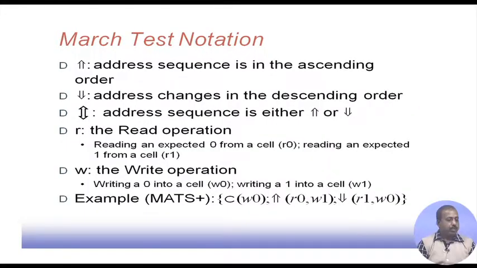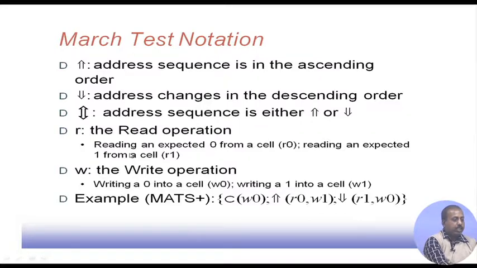While talking about march test, we can apply this symbol. This means the address sequence is in ascending order, that is, starting with the lowest possible address, so it will go upwards. Then there is a decreasing one. If this symbol is given, the address changes in descending order. And this symbol tells that you can put the address in either of these two orders, ascending or descending.